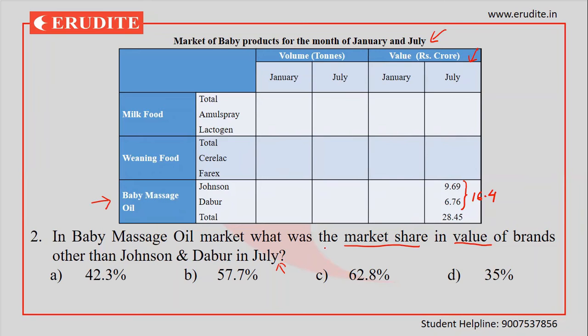So for other, I need to find the difference, which is 12, and total is 28. I can write it down. 12 by 28 is the approximate value of that market share in value of other, because Dabur and Johnson are already taken, other will be the remaining part, which is 12, and total is given as 28. Now after writing it, I can cancel by 4, giving 3 by 7. This fraction I need to find in terms of percentage.